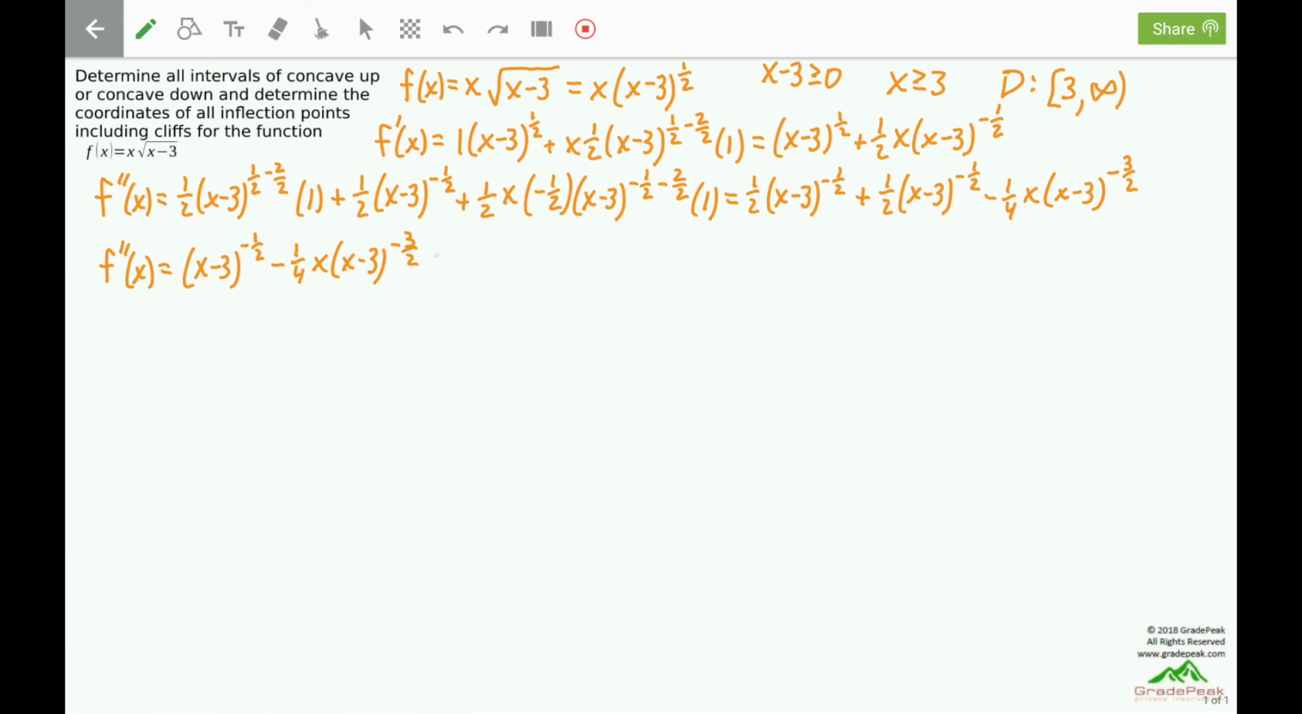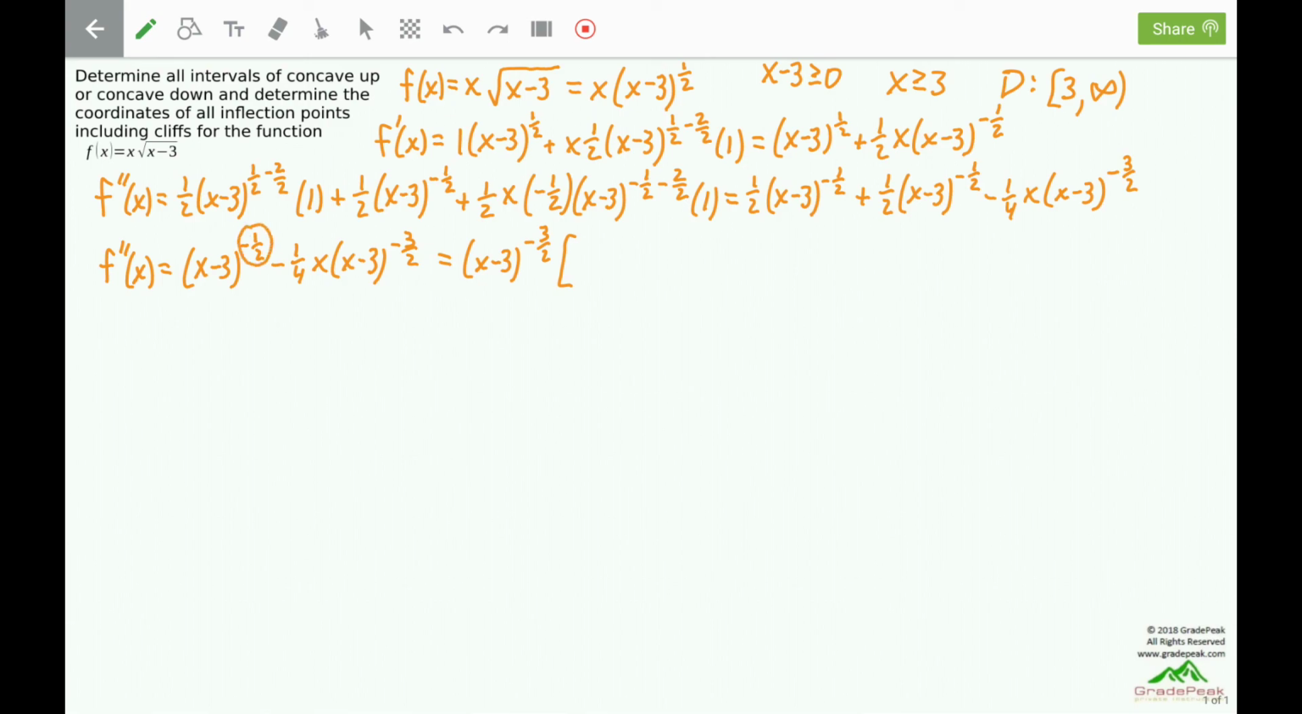So we can factor out an x minus 3 to the lowest power. We have a negative 1/2 power and a negative 3/2 power. The lowest is the negative 3/2. It's more negative. Factoring is division, and division is subtraction of exponents. So by factoring out a negative 3/2 power, we're subtracting a negative 3/2, which is equivalent to adding a 3/2 to each of the powers.